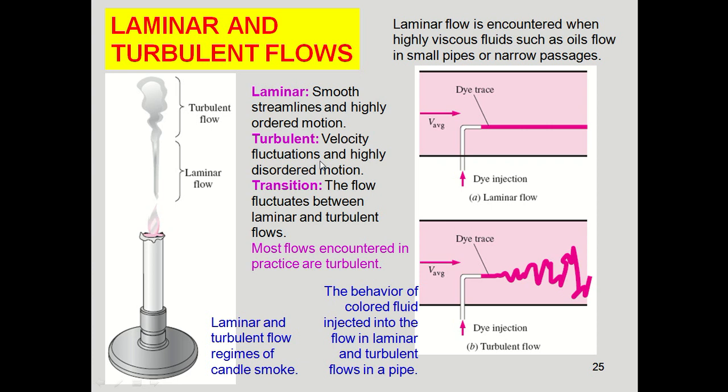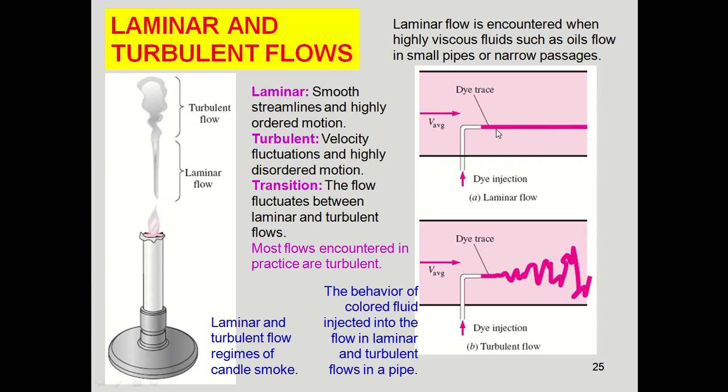And in turbulent fluid flow, there are velocity fluctuations and highly disordered motion. The molecules or layers of the fluid will be mixed with each other during the motion. So this is called turbulent. And in transition, the flow fluctuates between laminar and turbulent. That means the flow is converted from laminar to turbulent, so that region is considered as a transition.